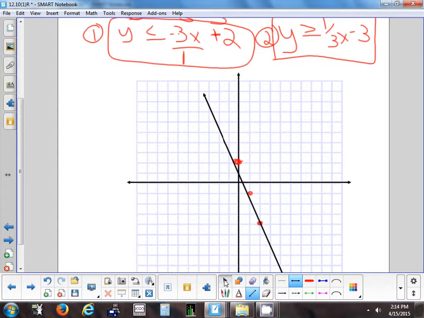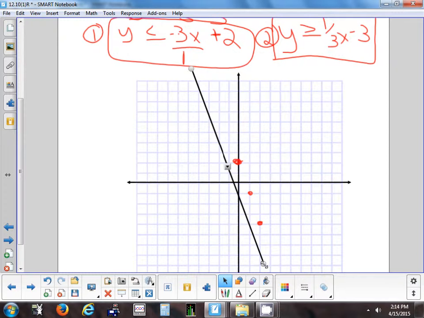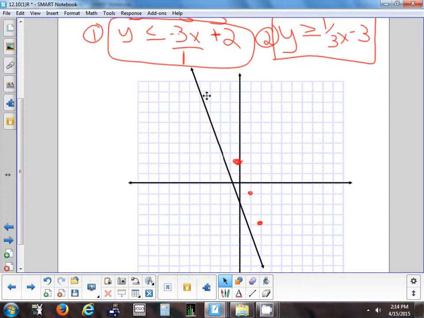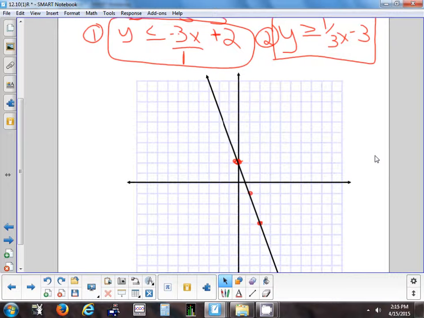How many people say dotted? Anybody, any brave souls out there? Anybody say solid? Why solid? Because it's got the line underneath. That's a good way to think of it, Tyra. It's got to be a solid line. Good job. So there's 1, right?